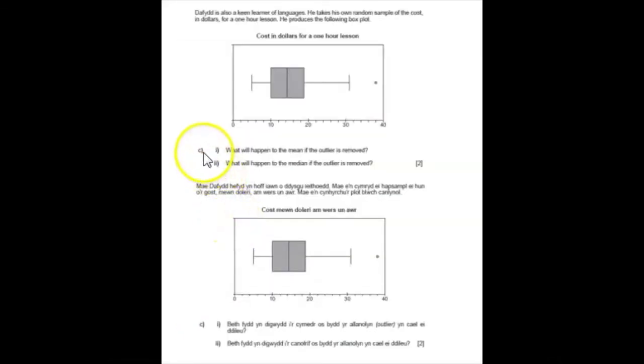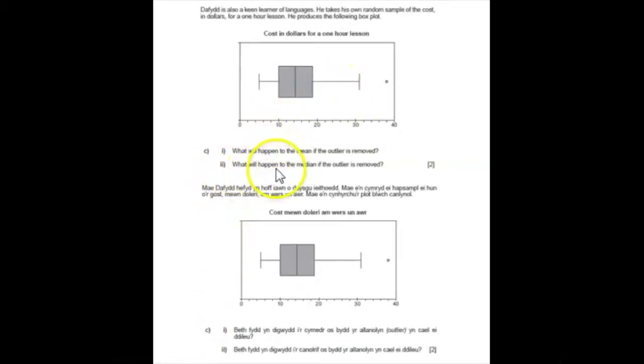Part C, Part 1. What will happen to the mean if the outlier is removed? Well, the outlier is high at 39. If we take that from the data, the total will be decreased, and 39 would be increasing the mean. So if we take the outlier away, the mean would have to be decreased.